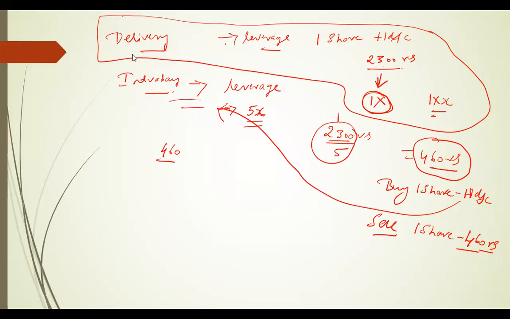Delivery, I told you, means cash and carry. 1x means for one share of HDFC, assume it is 2,300 rupees, you need the full amount, 2,300 rupees. That is what 1x means. But if it is intraday, you need not have the full amount. Brokers are giving 5x.